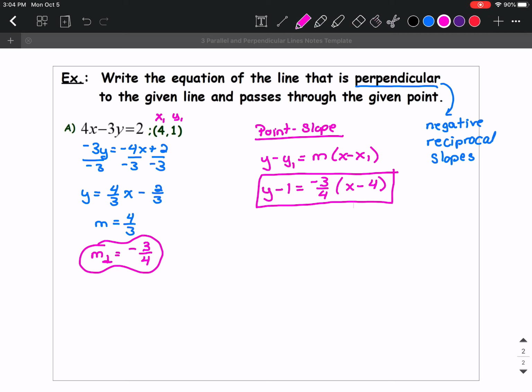Remember, parallel lines have the same slope. Perpendicular lines have negative reciprocal slopes. So if you want to tell if they're parallel or perpendicular, find the slope of each line and compare them. If you have to write the equation of a line that is parallel or perpendicular, you find the slope of the given line. Parallel, you're going to use the same slope. Perpendicular, you're going to take the negative reciprocal.